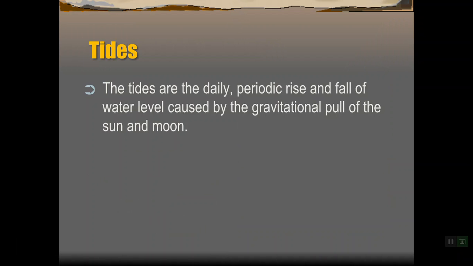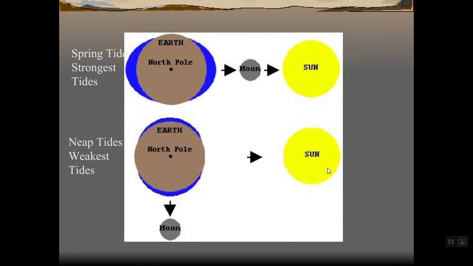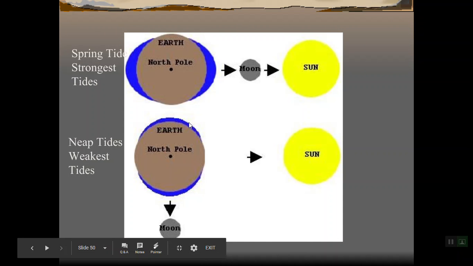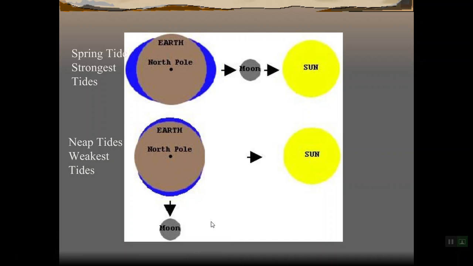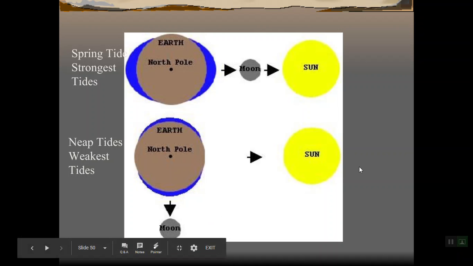Tides are the periodic rise and fall of the ocean level, and it's caused by the gravitational pull of the sun and the moon. So we get the strongest tides when we're at a new moon or a full moon phase, when the earth, the moon, and the sun are in total alignment. We get the weakest tides at first quarter and third quarter, and that's because the sun's gravitational pull and the moon's gravitational pull are sort of canceling each other out because they're pulling in different directions.